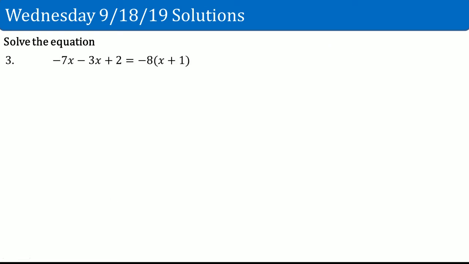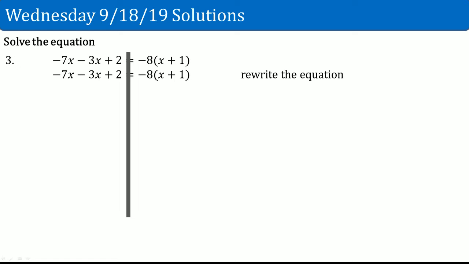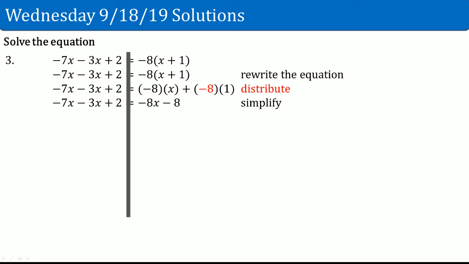Number 3. Rewrite the equation and draw the line straight down. Okay. You could combine like terms if you want on the left hand side first, but I saw parentheses on the right, so I'm going to distribute negative 8 times x and negative 8 times 1. Okay, that's what it looks like once it simplifies. Negative 8 times x is negative 8x. Negative 8 times 1 is negative 8.